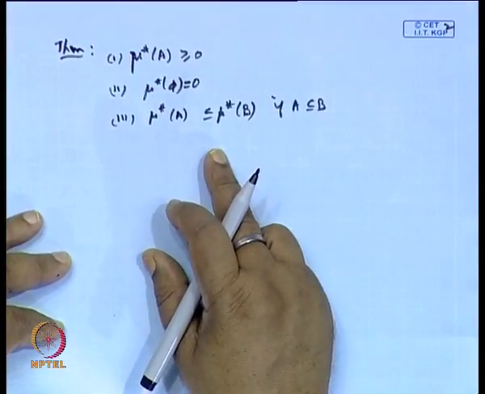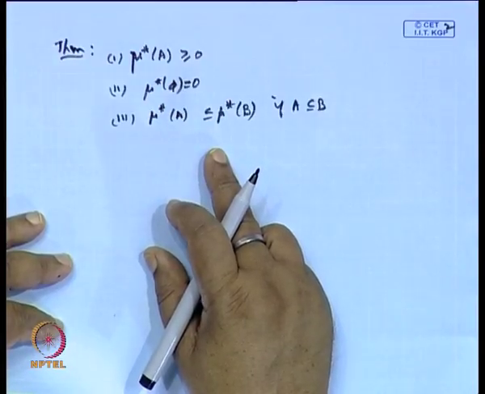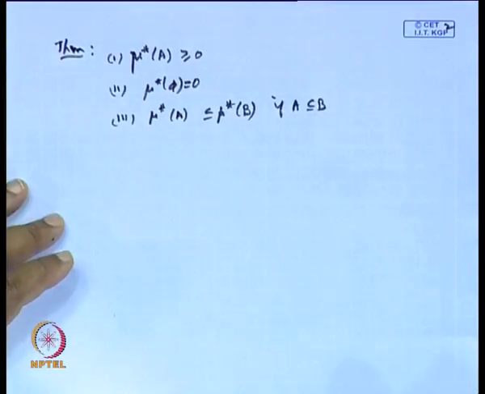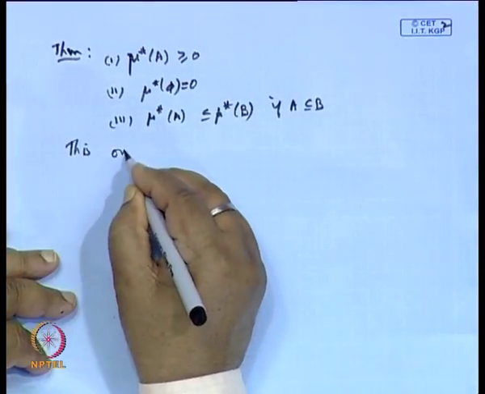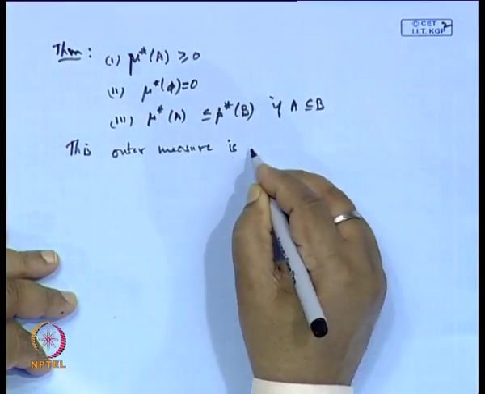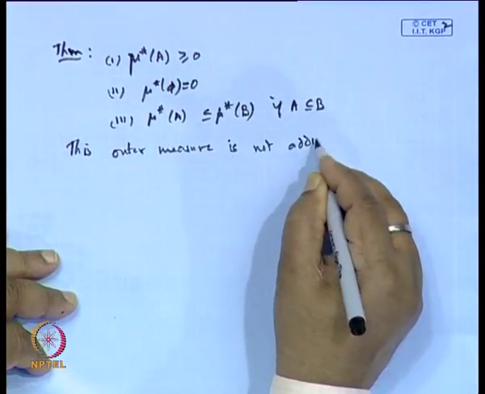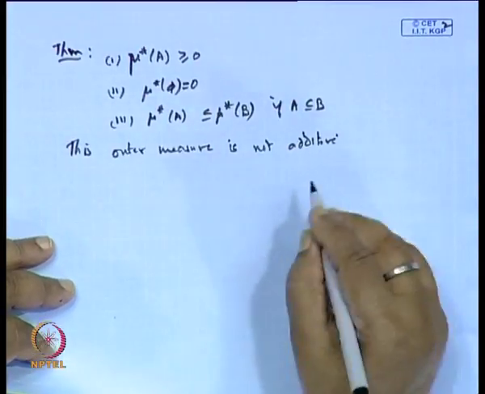Now, this outer measure is not an additive function. In fact, it is a sub-additive function. The outer measure is not additive. Even finite additivity is not there.